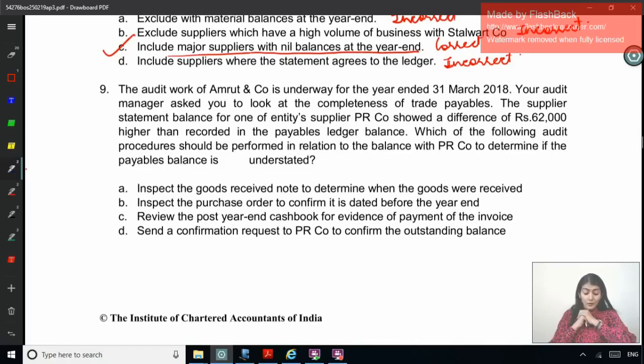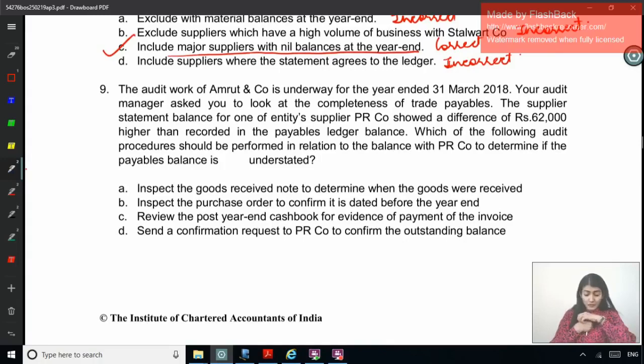Which of the following audit procedures should be performed in relation to the balance with PR and company to determine if the payable balance is understated? Right, so whether payables are understated. Inspect the goods received note to determine when the goods were received. So to check when the goods were received, accordingly the period in which they should be recorded.